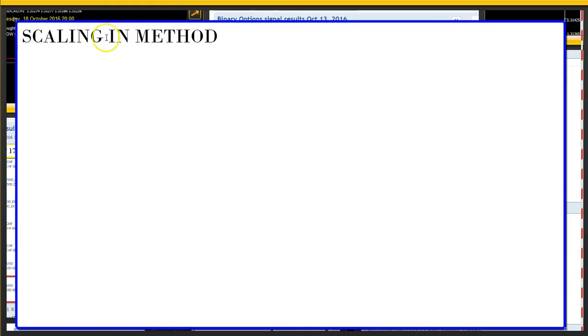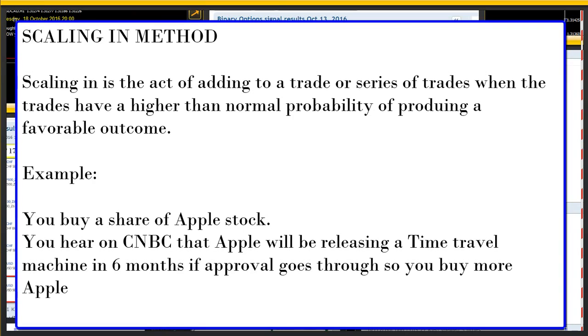Now we're going to talk about a scaling in method. Now, what is scaling in? Scaling in is the act of adding to a trade or a series of trades when the trades have a higher than normal probability of producing a favorable outcome. An example, you buy a share of Apple stock. You hear on CNBC that Apple will be releasing a time travel machine in 6 months if approval goes through, so you buy more Apple stock. Now, there's a favorable outcome that Apple, and it's not guaranteed, Apple is going to shoot through the roof if a time travel machine happens or whatever. So you buy more. Now there's a downside.